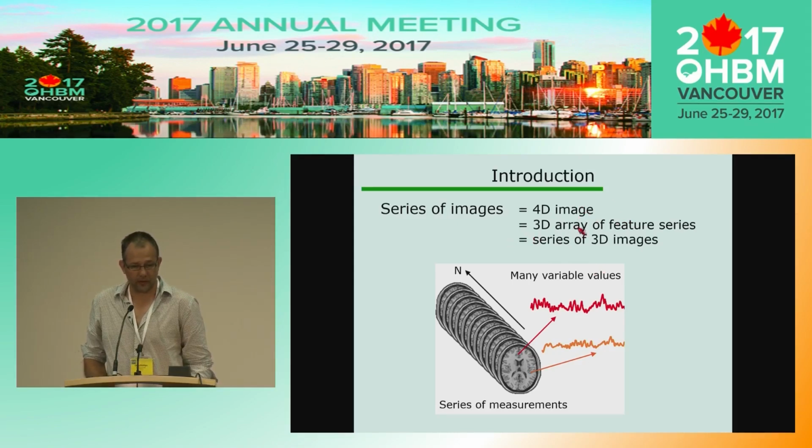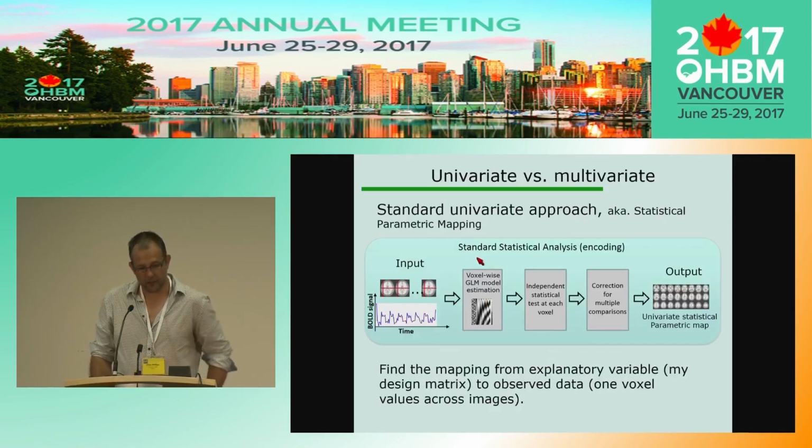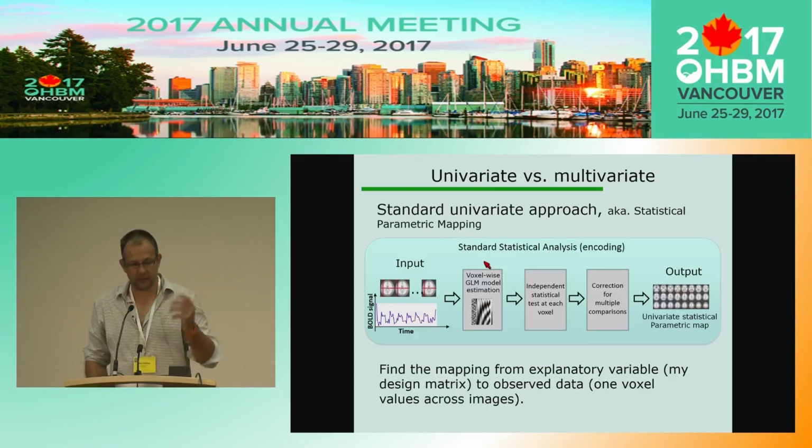Now, you can also look at it as a 3D array of feature series. That means each and every voxel, like this one, you have the time course of that signal at one place in the brain, or another place in the brain, you have a different time course. And then actually what will be more concerning the multivariate approach is we're considering the whole image at once, and then we're considering a series of images. And I will explain to you why this is kind of critical in the way you see things.